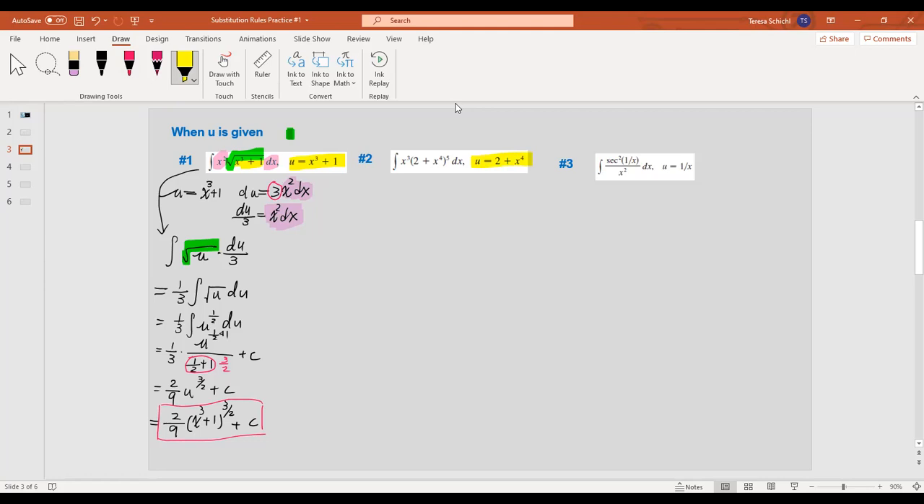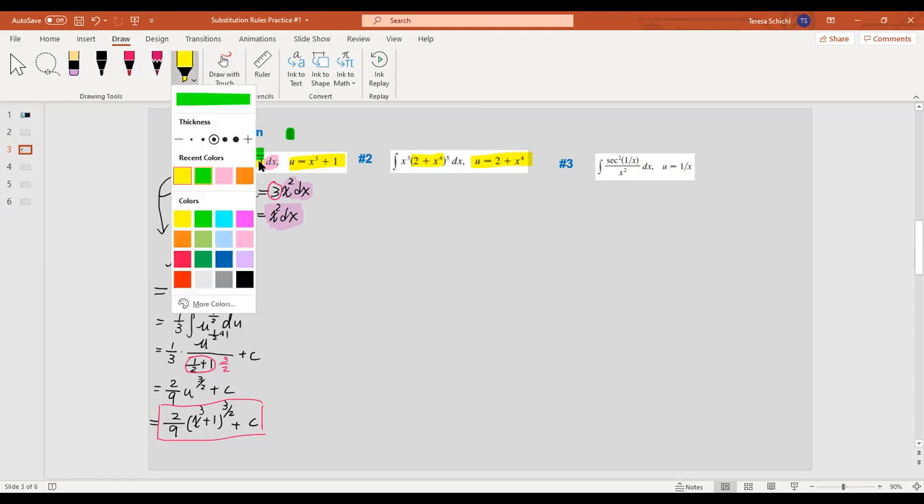Okay, so the second problem is also very nice. They tell us what your u is. So this will be your u. If this is your u, then what will be your function?